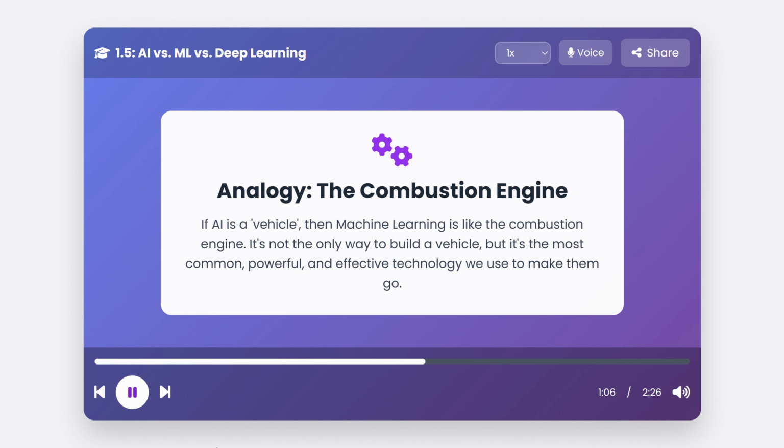Let's go back to our analogy. If AI is the broad concept of a vehicle, then machine learning is like the internal combustion engine. Is the engine the only way to power a vehicle? No, you could have sails or pedals. But the engine is the most common, versatile, and powerful technology we've invented to make most vehicles go. ML is the engine that drives modern AI.